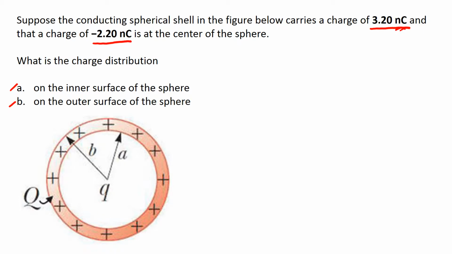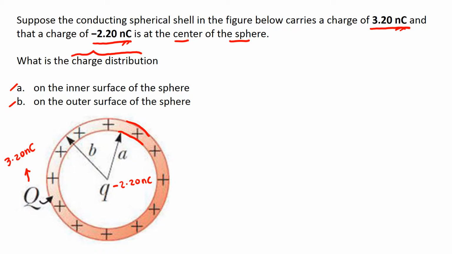This charge of 3.20 nanocoulomb is the charge of the sphere, and in fact it is this capital Q. And a charge of negative 2.20 nanocoulomb is at the center of the sphere, so therefore this small q here is negative 2.20 nanocoulomb. Our sphere has two surfaces: the inner surface and the outer surface. And these surfaces have different charge distributions.